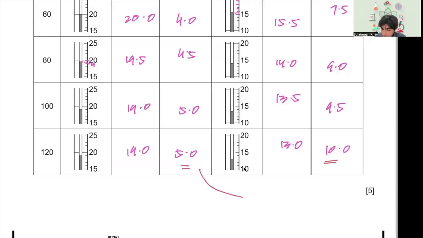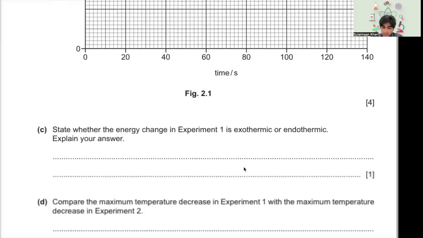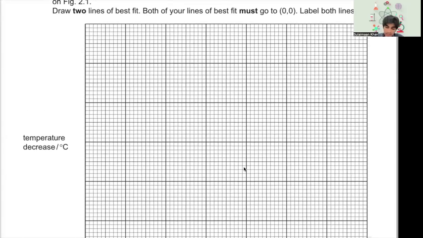And what you notice is that between the two, what is the maximum temperature difference? The maximum temperature decrease in experiment 2 is almost twice as much. It's from 5.0 to 10.0. That's the max temperature difference. You don't need to use different keys, different words. You could just write experiment 1 with 1 and then experiment 2 with 2.